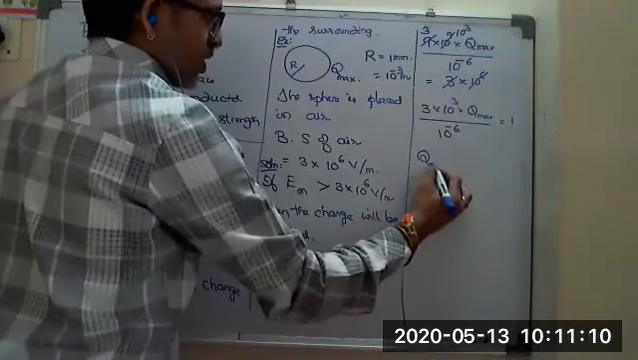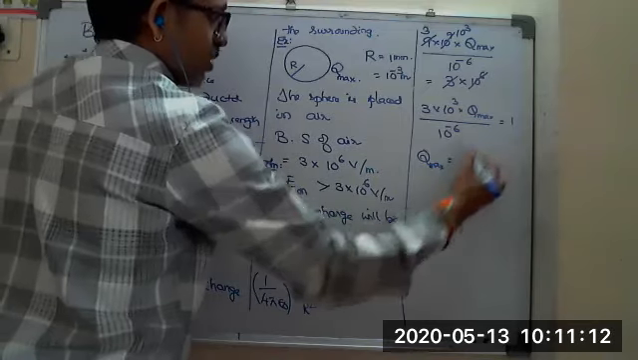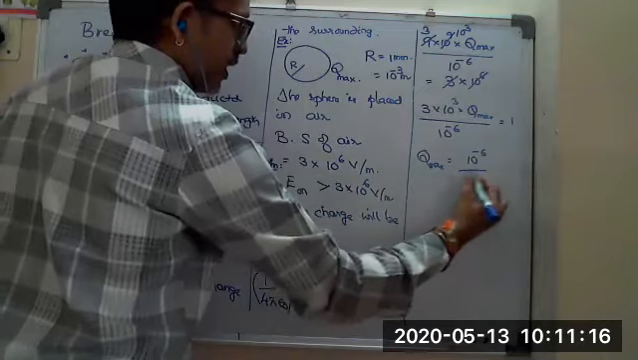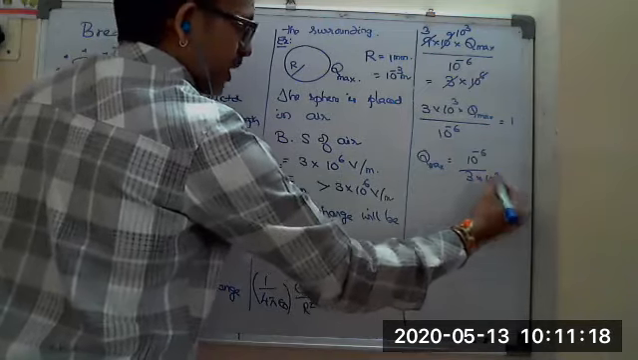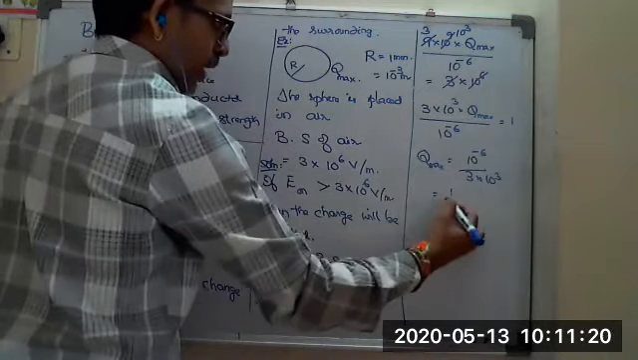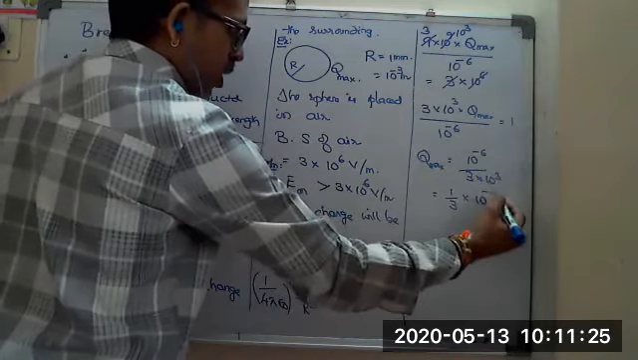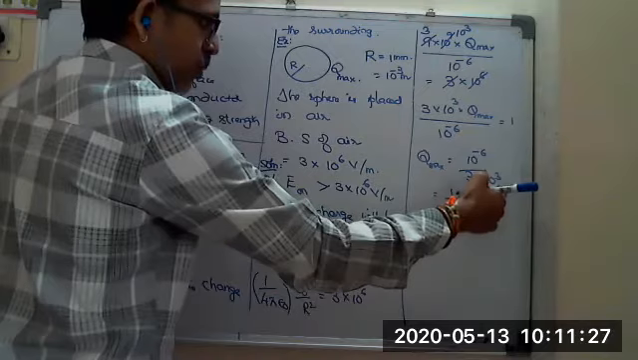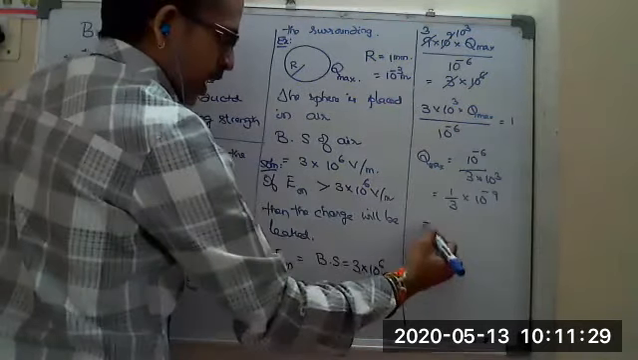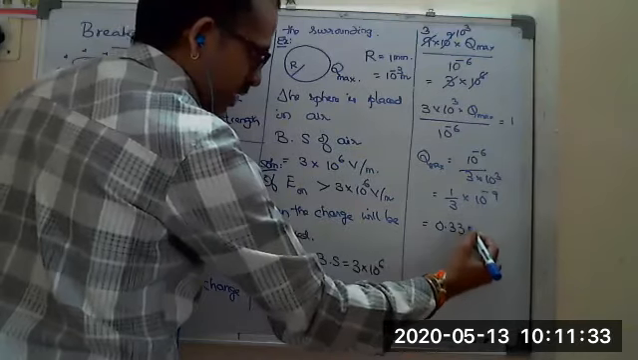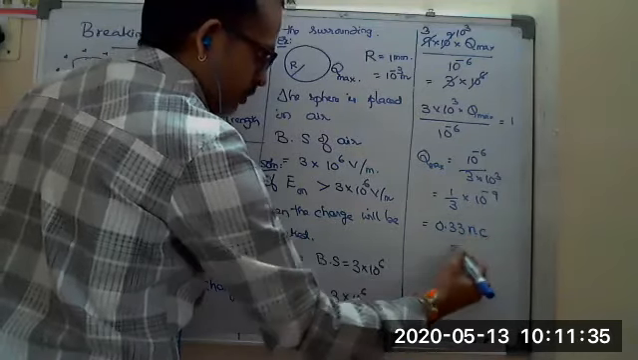Therefore, just to rearrange the terms, q max is equal to 10 power minus 6 divided by 3 into 10 power 3. That is 1 by 3 into 10 power minus 9, altogether by taking the 10 power plus 3 to the numerator, which is equal to 0.33. 10 power minus 9 is nano coulomb.